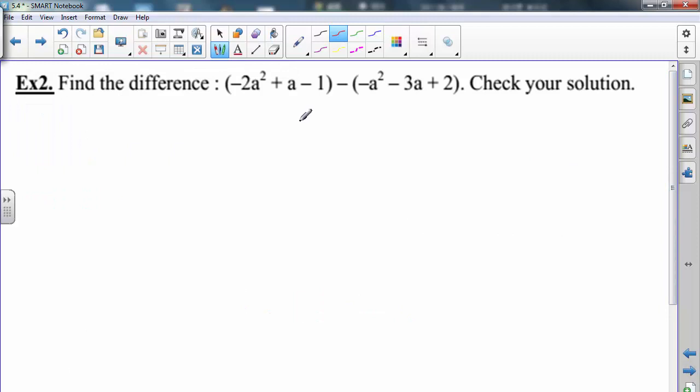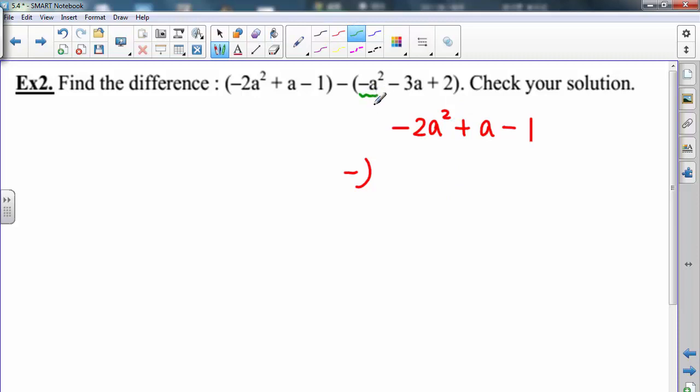Okay, let's try to minus these two polynomials. I think probably the vertical method works way better than the horizontal method. So we can start with the vertical method. I copy down the first polynomial, then subtract the second polynomial. When I write the second polynomial, make sure you align the like terms.